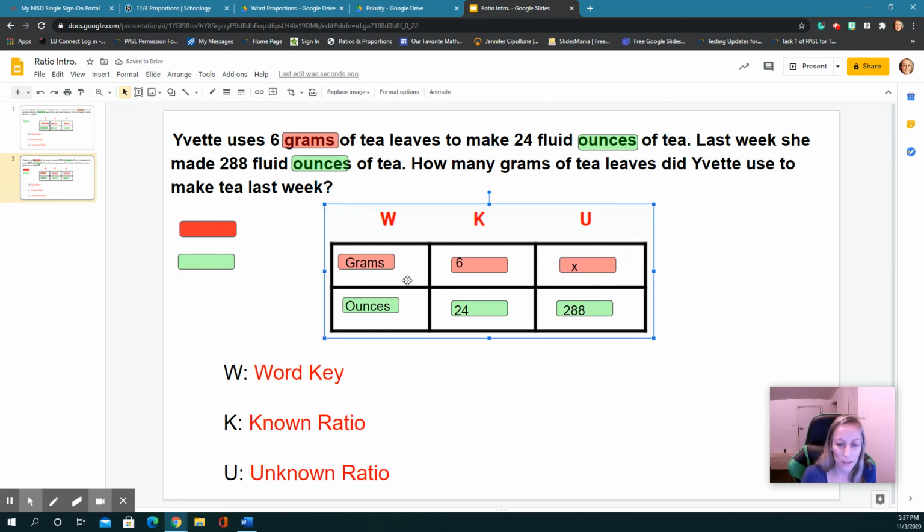Now, what do you notice about this proportion table? Do you notice that everything with grams is on top and everything with ounces is on bottom? Do you notice that our K, our known ratio, was said right here? It gives you the information.